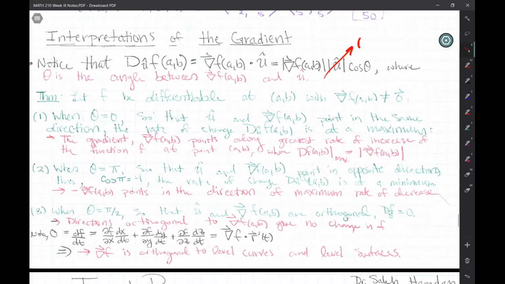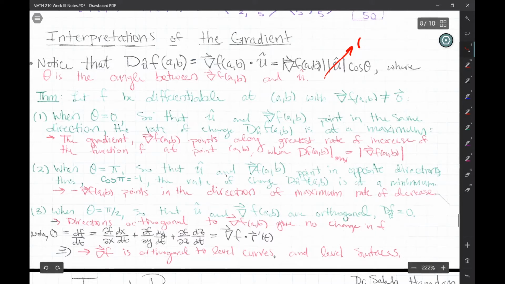And what is the magnitude of the steepest descent? The magnitude is also the magnitude of the gradient, but this time you get a minus sign due to cosine of pi being negative 1. What about when theta equals pi over 2? So that u hat points in the direction orthogonal to the gradient. Well, then cosine of pi over 2 is 0, and so there is no change along directions orthogonal to the gradient.